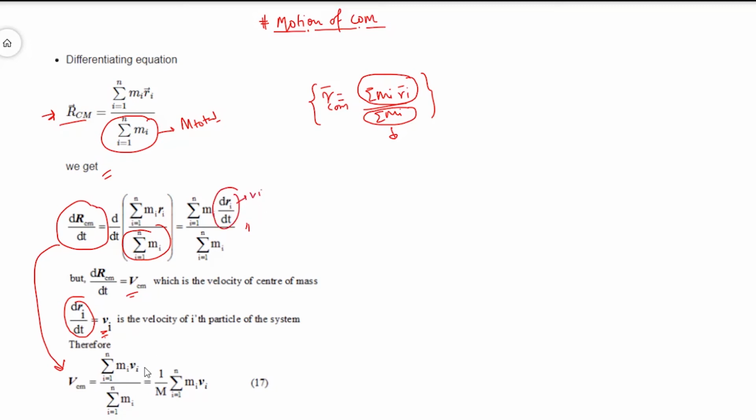Okay, so this becomes my V CM: the summation of mi vi divided by the summation of mi. And this whole thing I'm writing as capital M, so I can write V CM is equal to 1 by M times the summation of mi vi.